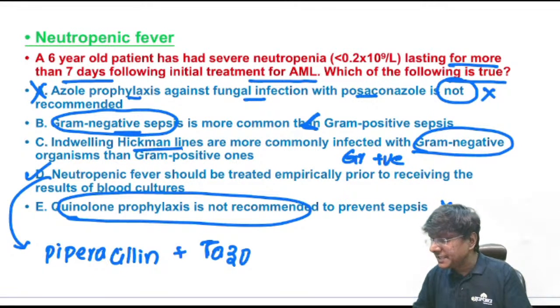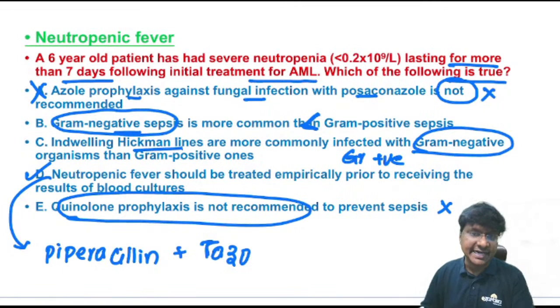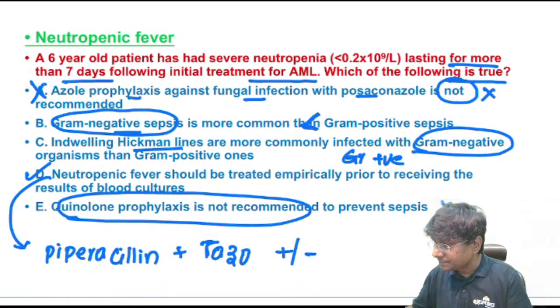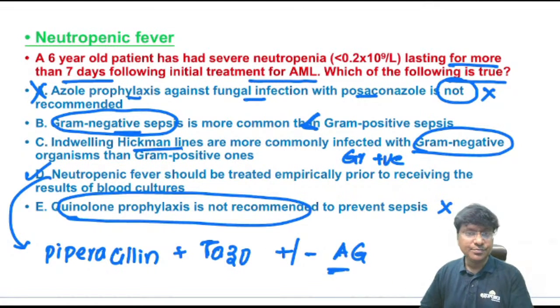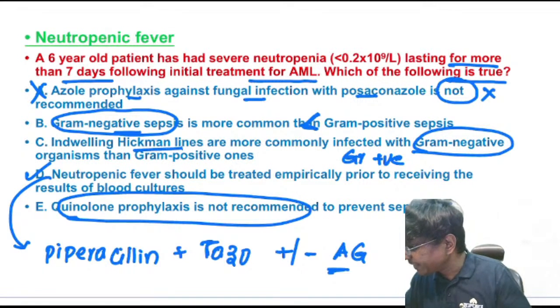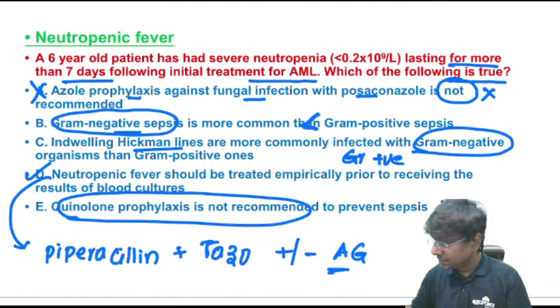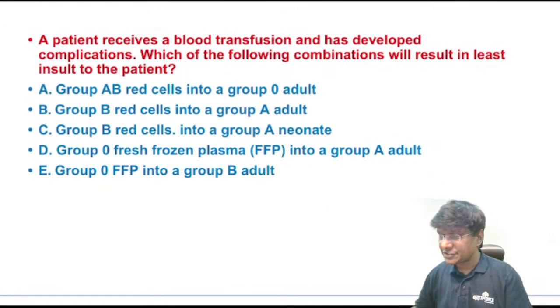Neutropenic fever should be treated empirically prior to receiving the results of blood culture. And what is that antibiotic that we give? Piperacillin plus tazobactam with or without the aminoglycosides. Now the last question before winding up the session. Neutropenic fever is one of the very, very important emergencies. Otherwise the patient will end up in septic shock, right? So you see the question.